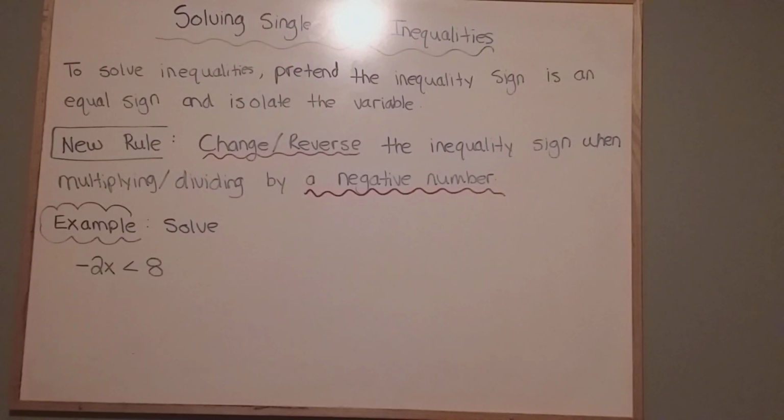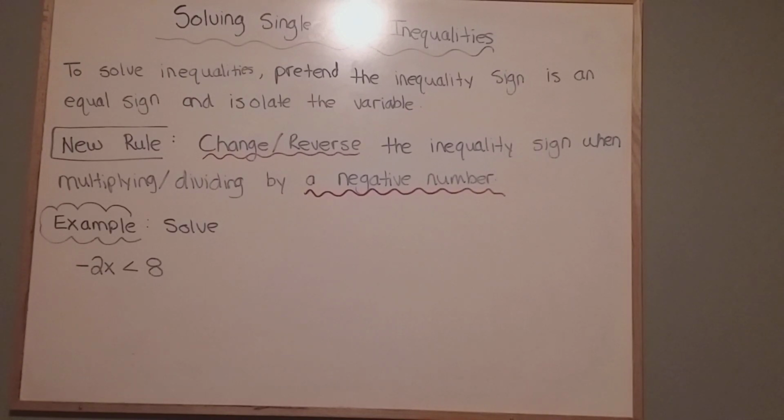Good morning, grade 9s. Today our lesson is going to be on solving single-step inequalities. The nice thing about solving in these next two lessons is that it is identical to what we did last chapter, and the only difference is that instead of having an equal sign, we're going to have an inequality. So to solve inequalities, you pretend the inequality sign is an equal sign, and then you isolate the variable. But there's one new rule.